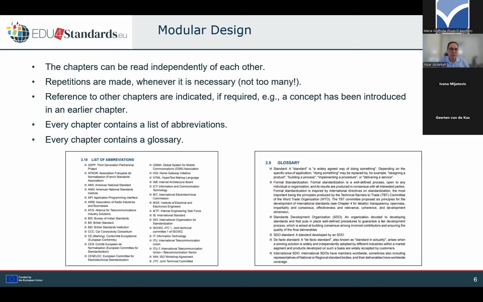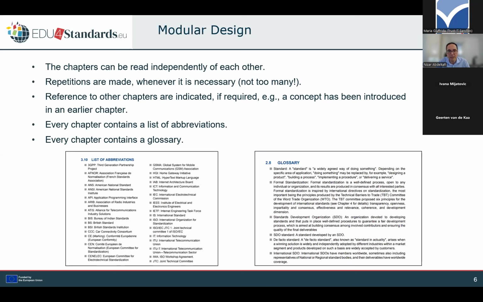What is modular design? What we mean with modular design is to have the chapters more or less independent of each other. So somebody interested in reading the book may start at whatever chapter he or she likes. Therefore, we have some repetitions, and we try to keep them as few as possible, because they could be annoying, especially for the one who is reading the book from cover to cover. Then we have references to other chapters. So there is some cross-referencing, and also here we tried to keep it as little as possible.